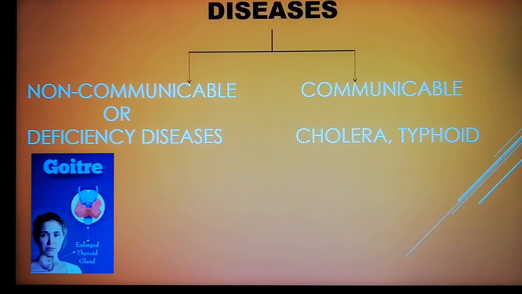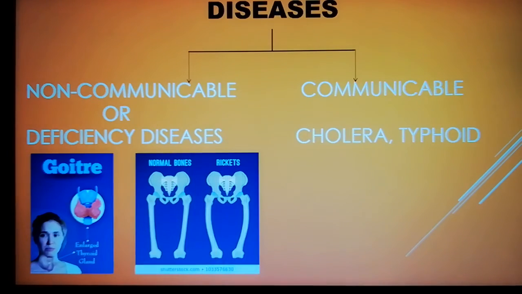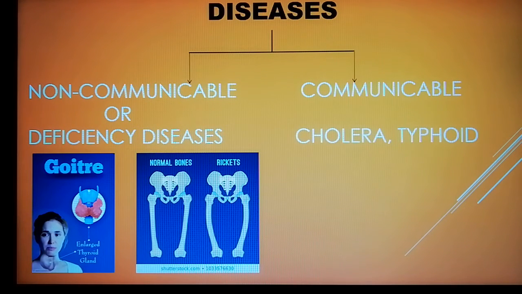All right. Now, amongst the non-communicable or deficiency diseases, we have goiter, right, which occurs because of deficiency of a mineral called iodine, right? There's another disease, rickets, which occurs when there's deficiency of vitamin D, right? So we should have a proper diet with all the nutrients, because if some of the nutrients are not found in the right amount in our food, then we may suffer from certain diseases.